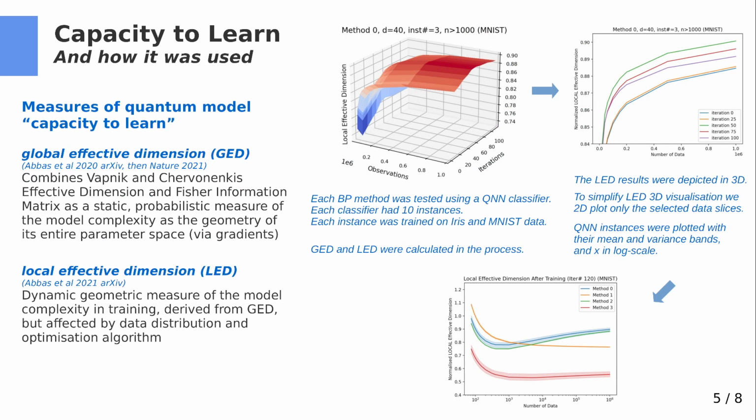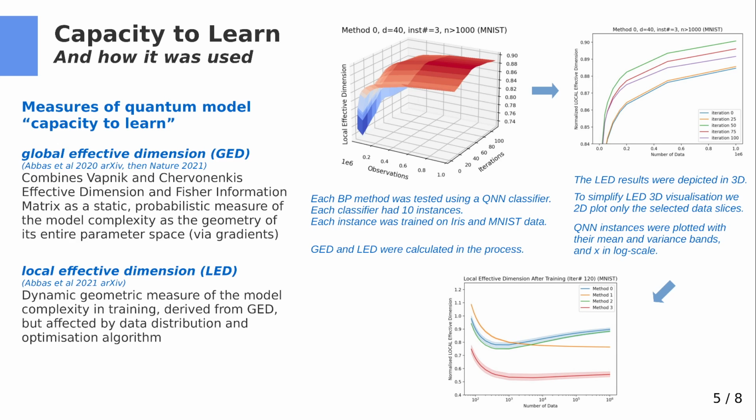A good question: what exactly is capacity to learn? That concept has many definitions in relation to classical models, especially neural networks, but we're interested in quantum models, and amongst many alternatives we selected two coming from the same team, Abbas and the IBM group of researchers.